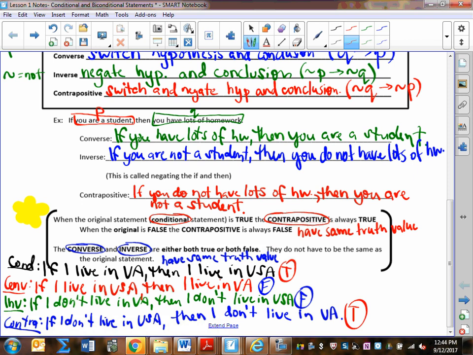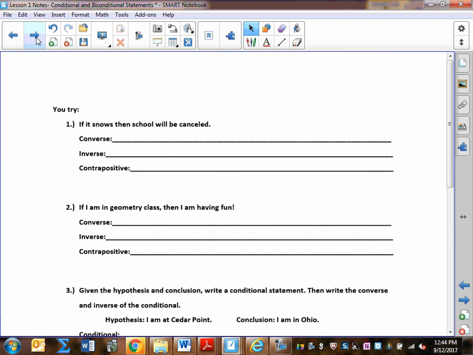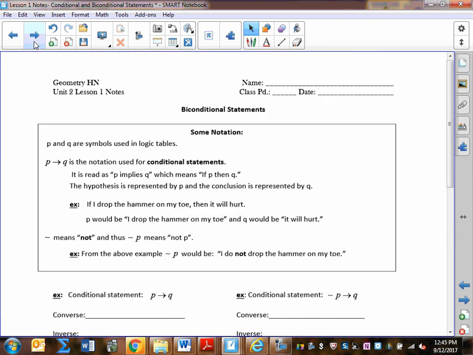Some questions on that? Okay. Now let's take a look at biconditionals. Go ahead and flip that page. Our last thing: biconditional statements.